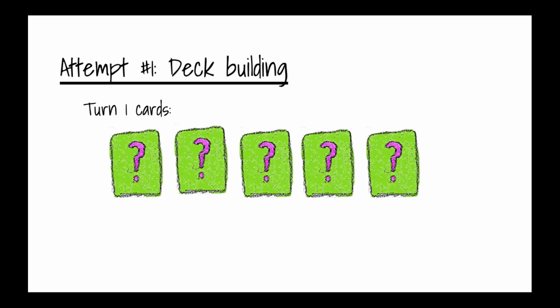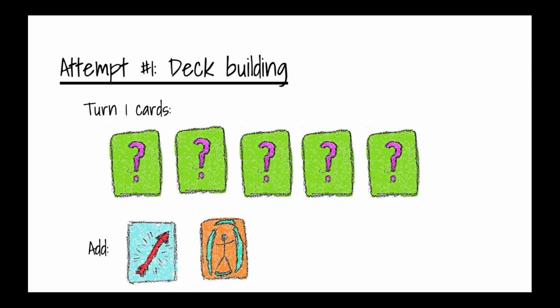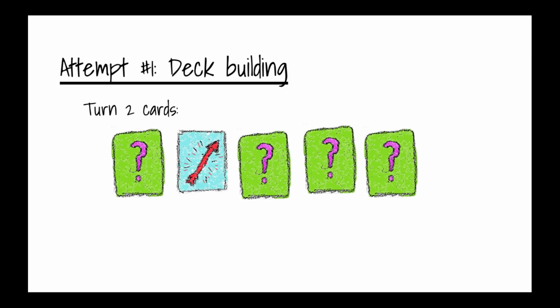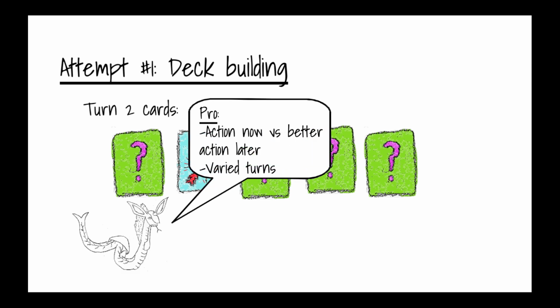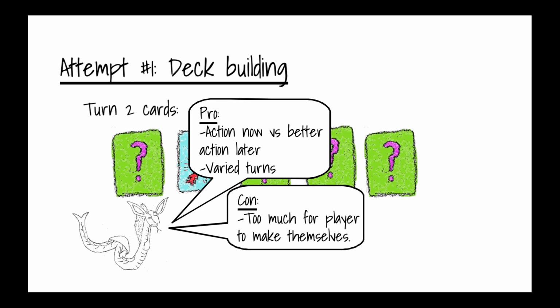For example, maybe on turn 1, all the cards that the wizard drew were blank, so you'd spend your first turn adding Magic Arrow and Shield to the deck. On turn 2, you drew Magic Arrow, which means you could cast it but not Shield. I thought this was a neat mechanism where you could trade actions now for better actions in future turns. And I also liked that the spells weren't consistent, because it produced varied turns, but you could plan around the randomness. But I didn't like that it relied on cards that you'd have to make.